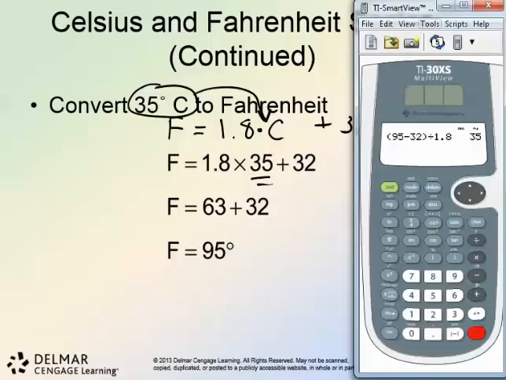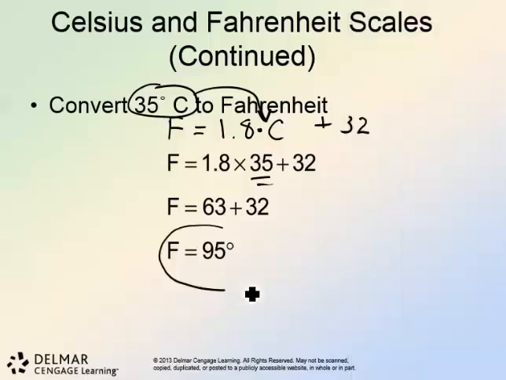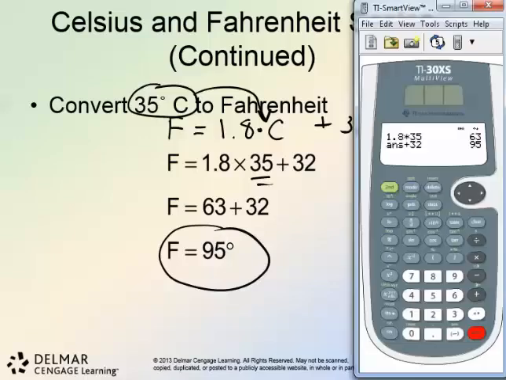So again, on the TI-30XS MultiView, let me push clear. Let's do that. So I go 1.8 times 35. If you'd like to push enter, you could. You get 63. And then you have to add the 32 to it. Add 32. And you get 95 degrees Fahrenheit. So again, what we did is we had to multiply first and then add 32.